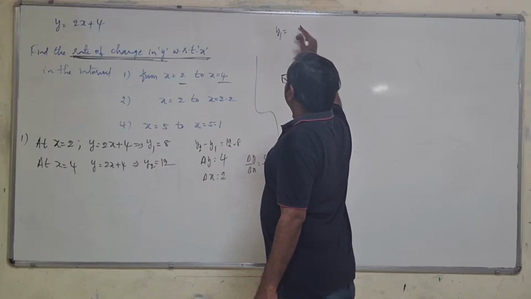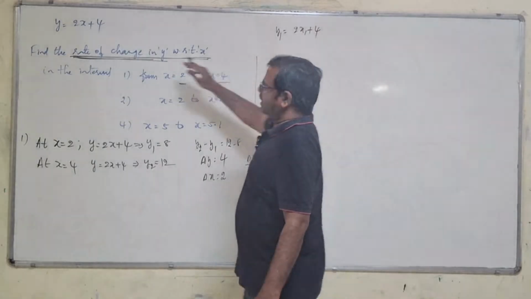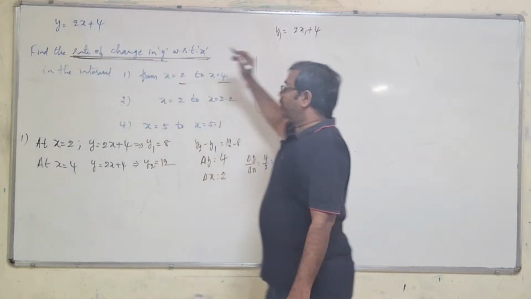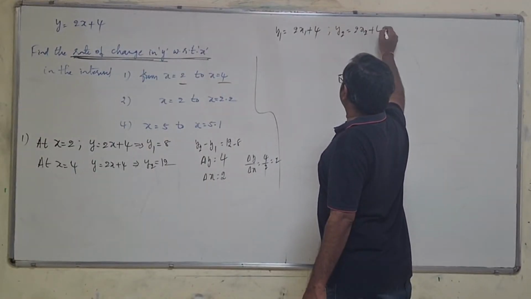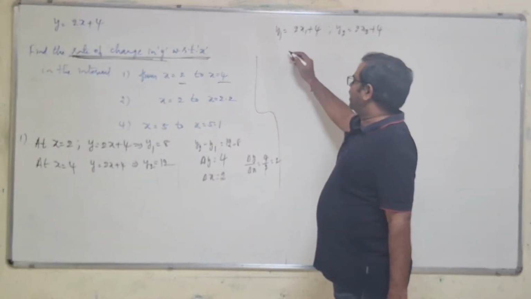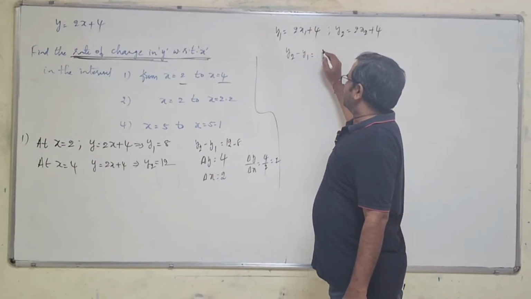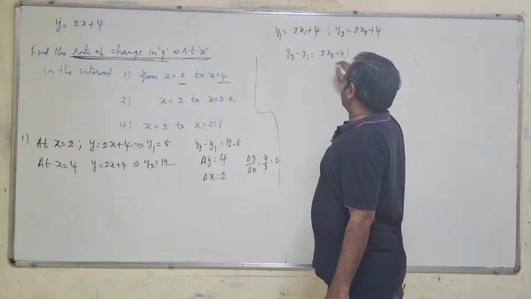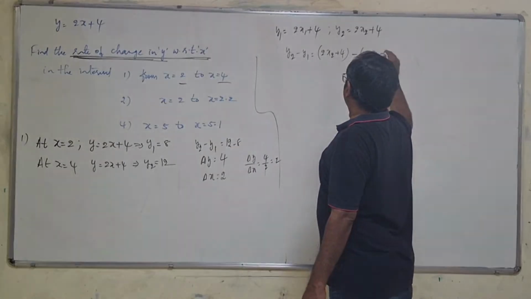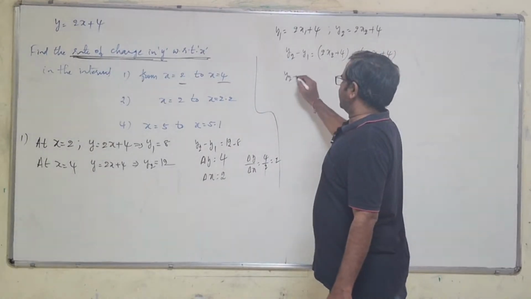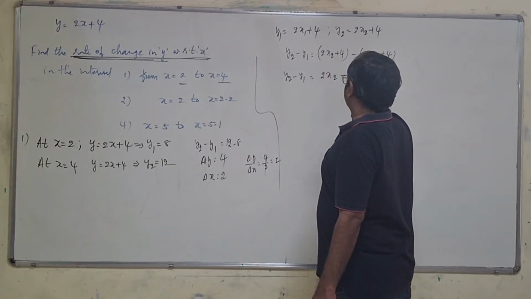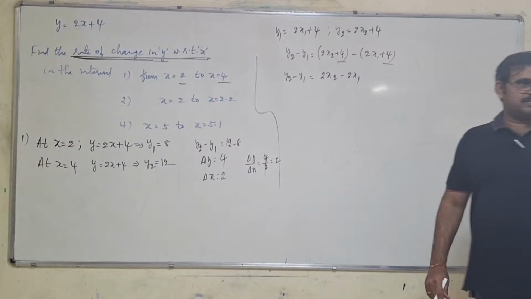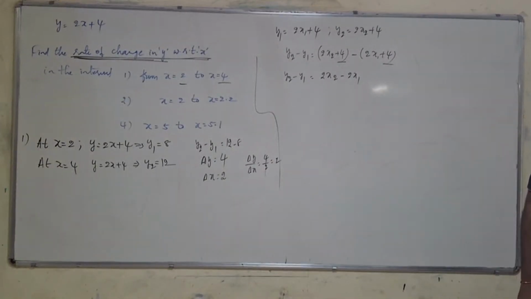y1 is equal to 2x1 plus 4. Can I write it like this? y2 is equal to whatever may be the value of x. y2 is equal to 2x2 plus 4. Tell me, what is y2 minus y1 equal to? 2x2 plus 4 minus 2x1 plus 4. So what do you get? 2x2 minus 2x1, plus 4 minus 4 get cancelled. Are you following this? Say yes or no.